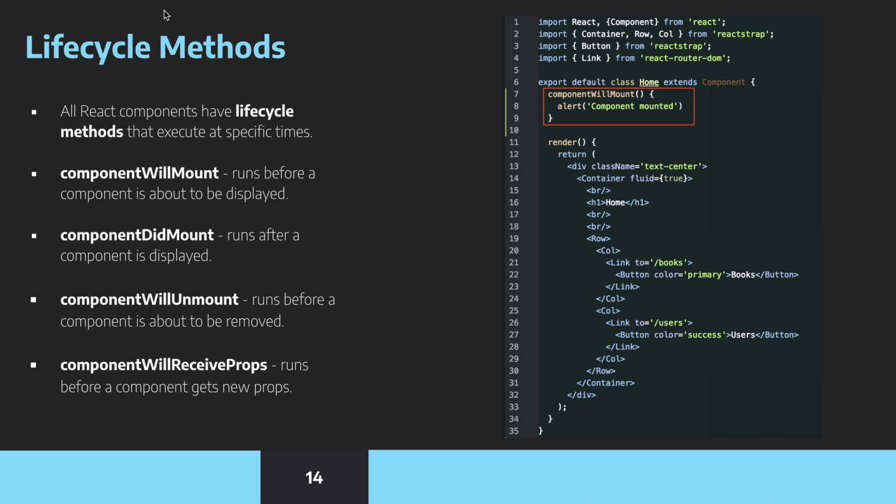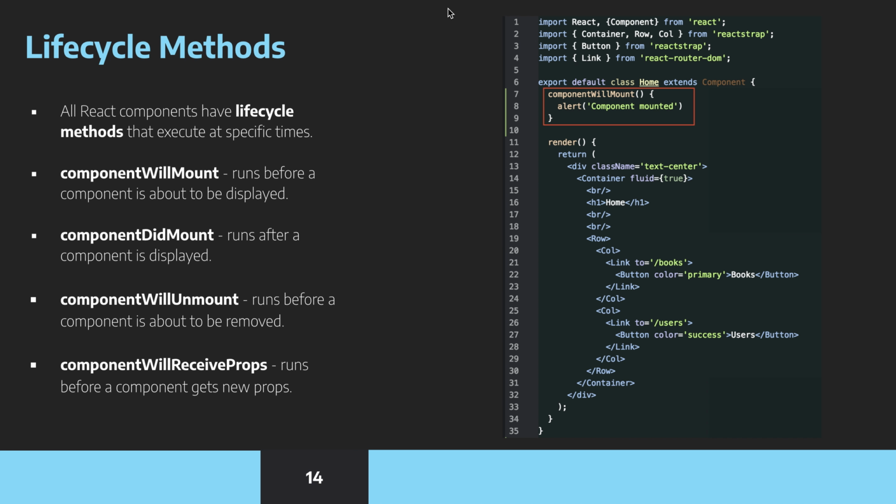So another important thing that we need to touch on for React is lifecycle methods. All React components have lifecycle methods that execute at specific times. So it's got component will mount, which runs before a component is about to be displayed. It's got component did mount, which runs after the component has been displayed. Component will unmount, which runs before a component is about to be removed from the page. And then component will receive props, runs before a component gets new props. So these are just a handful of the lifecycle methods. There's a few more, but these are some of the critical ones.